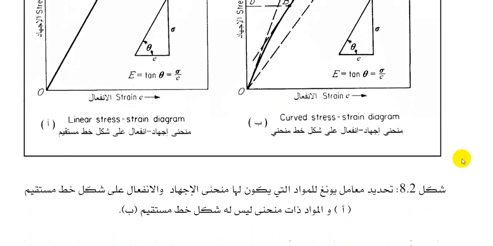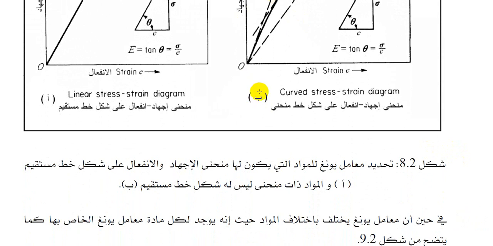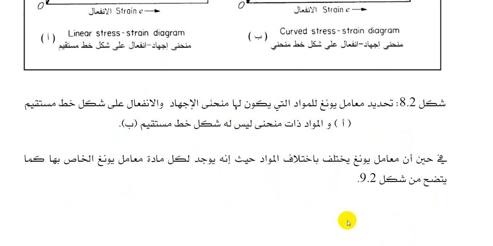And as you can see right in front of you, this is the linear stress-strain diagram, as well as the curved stress-strain diagram in the form of a curved line. This is figure 8.2, determination of Young modulus for materials that have a stress-strain diagram in the form of a straight line, and materials that have a curved stress-strain line.